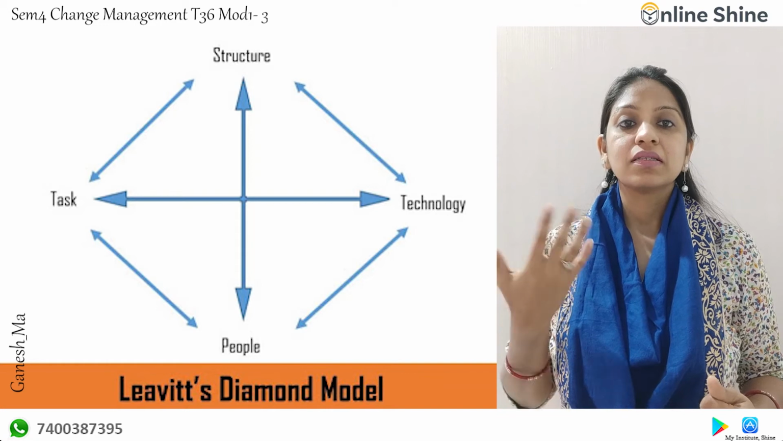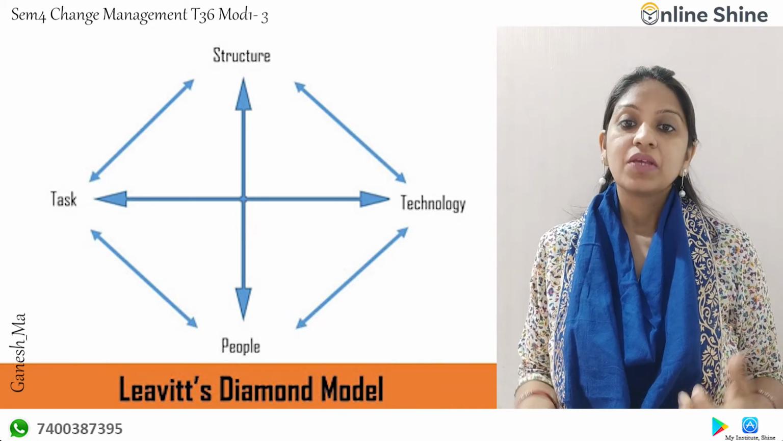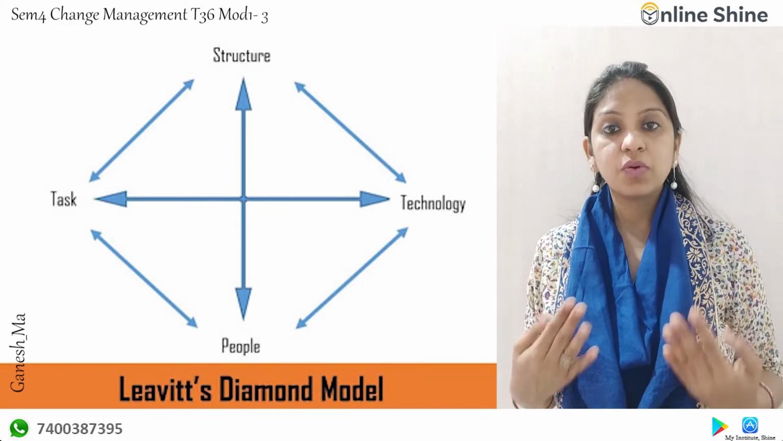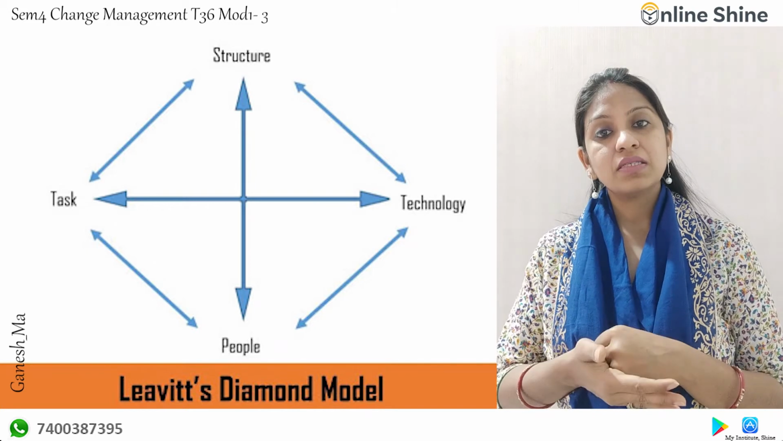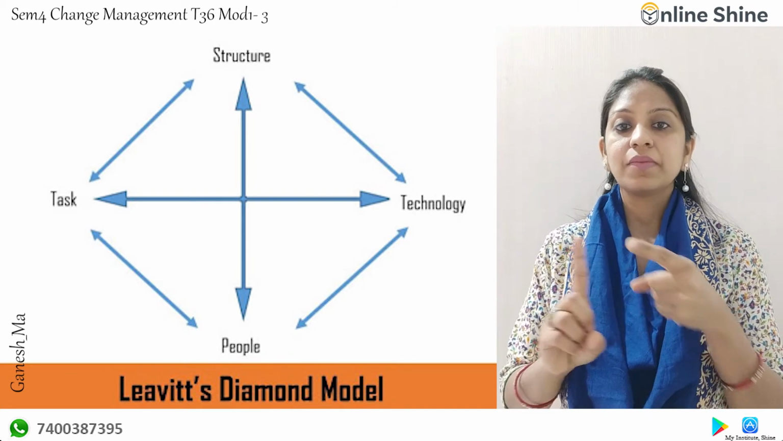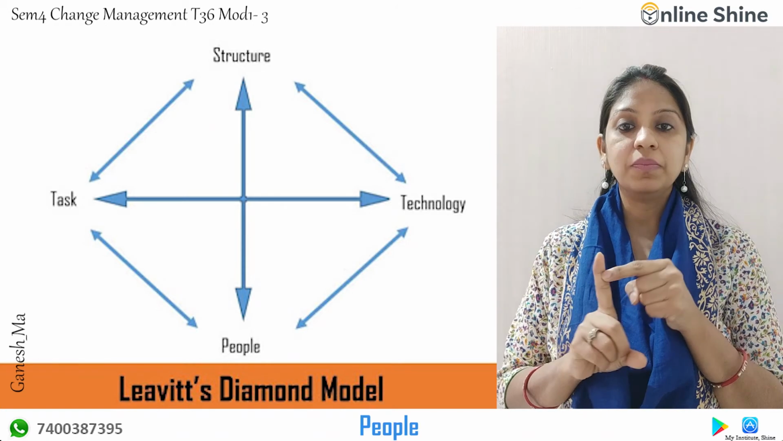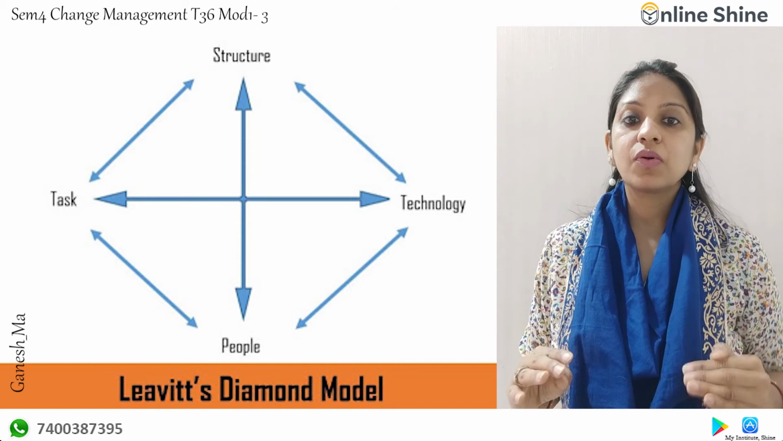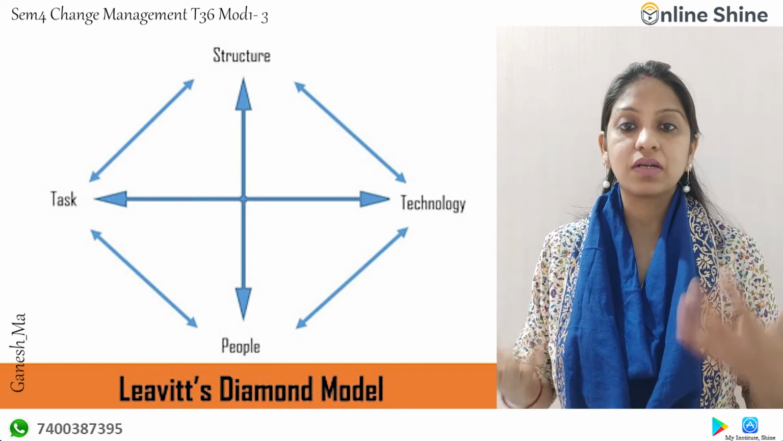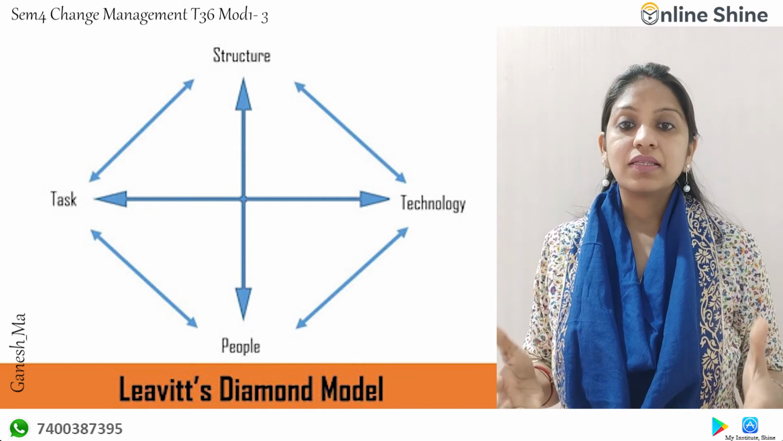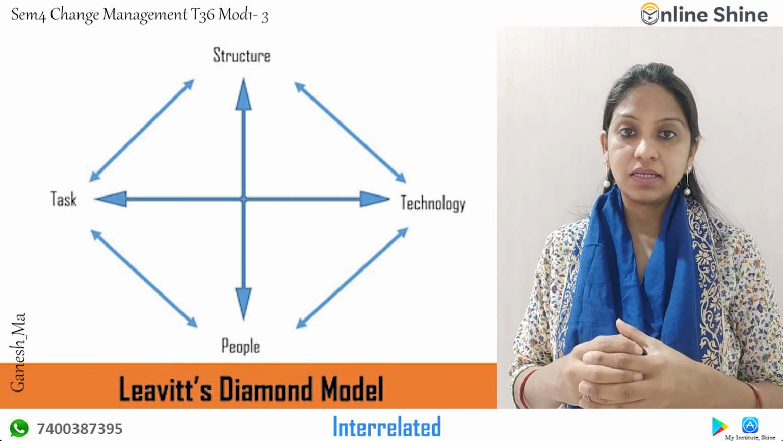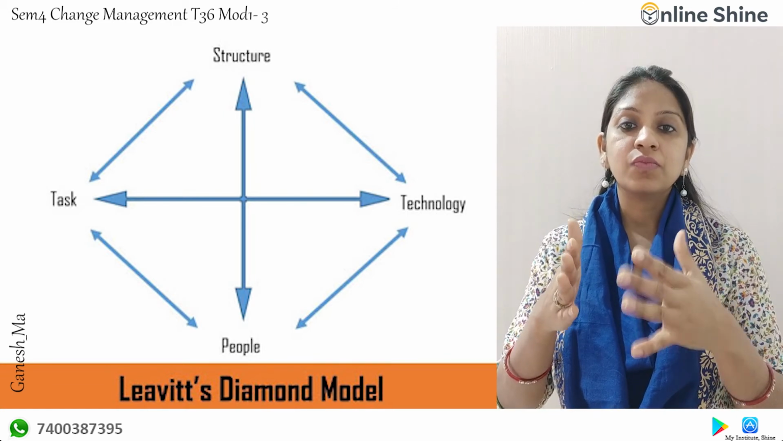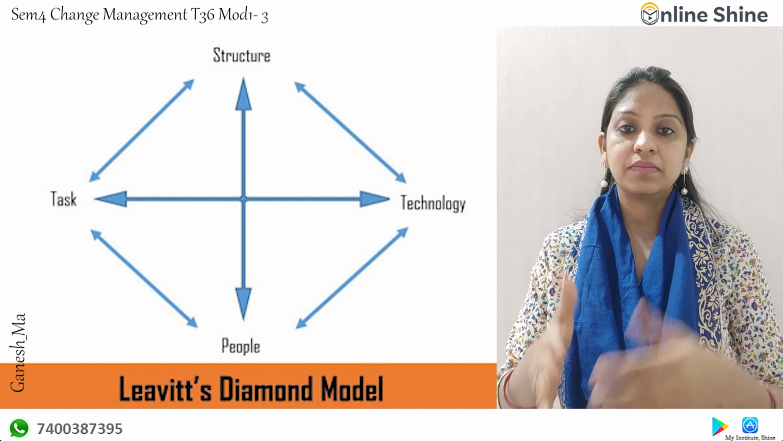And moving ahead, that is A.J. Leavitt's model. So what A.J. Leavitt did here, what he talks about are those 4 components which are a must for any organization. What are these? Number 1, task. Number 2, people. Number 3, structure. And number 4, technology. Without these 4 components, no company can work. And yes, we can say that these 4 components are interrelated to each other, because without any one of them, the company cannot move on, the company cannot move ahead.